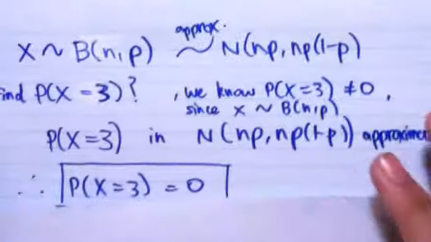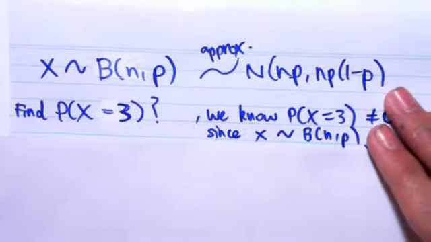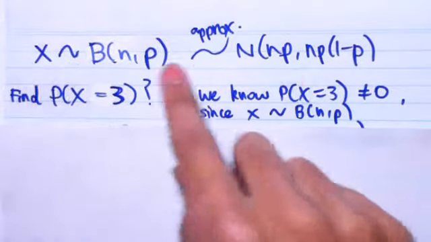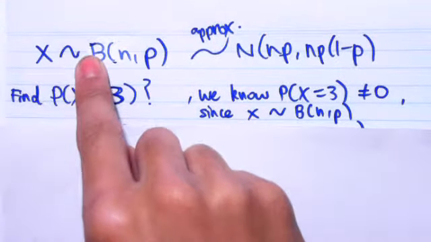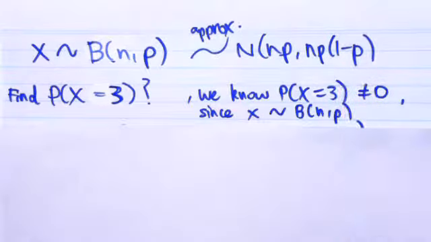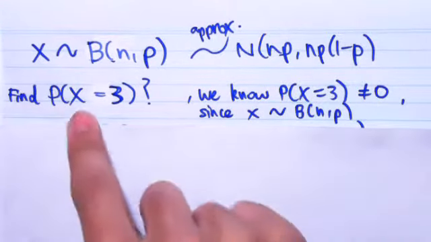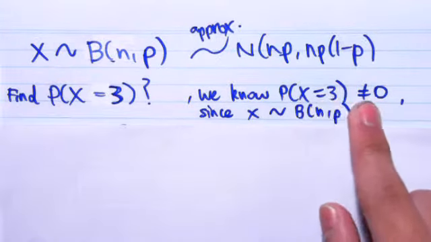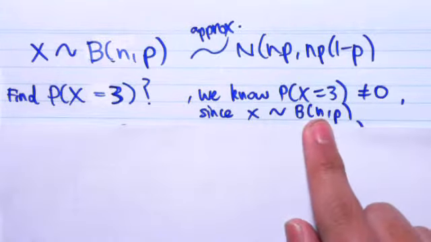So let's say, for example, we want to find the probability of x being equal to 3. We know that x, our variable, belongs to a binomial distribution, which can be approximated by a normal distribution. So now we know that the probability of x being equal to 3 cannot be equal to 0 because x belongs to a binomial distribution.